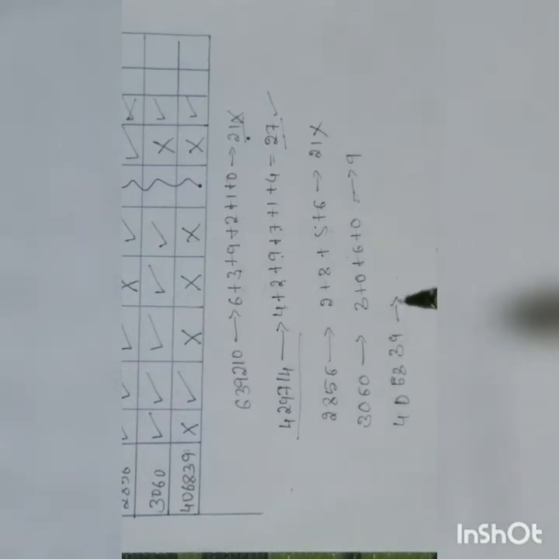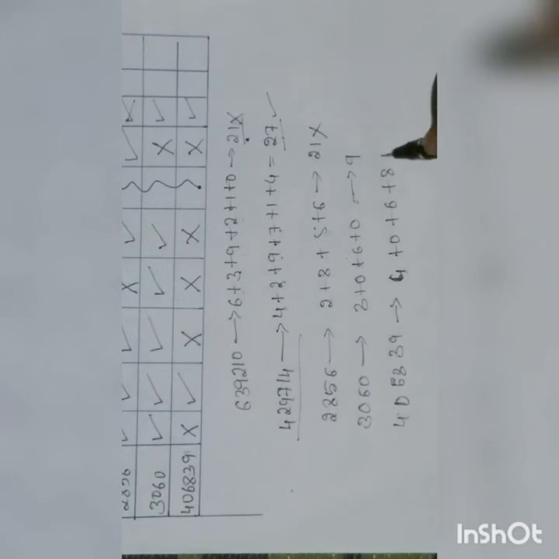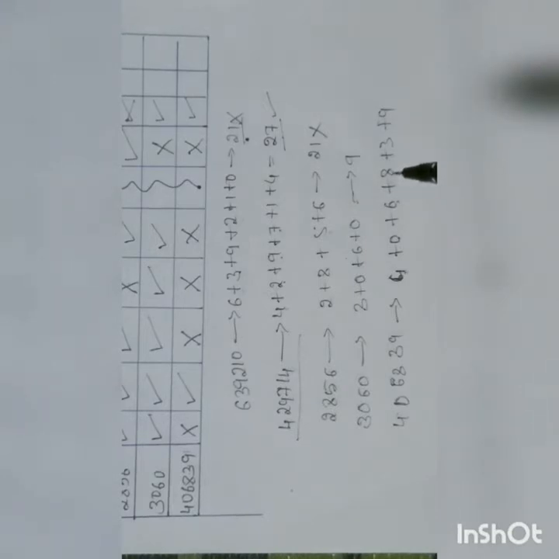406,839. First step, I need to add the digits: 4 plus 0 plus 6 plus 8 plus 3 plus 9. 4 plus 0 is 4. 4 plus 6 is 10. 10 plus 8 is 18. 18 plus 3 is 21.